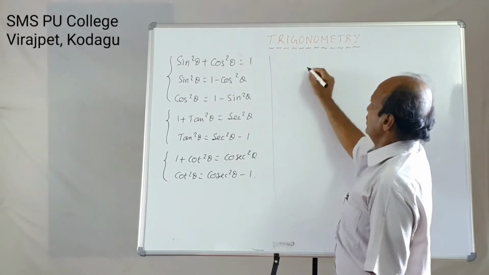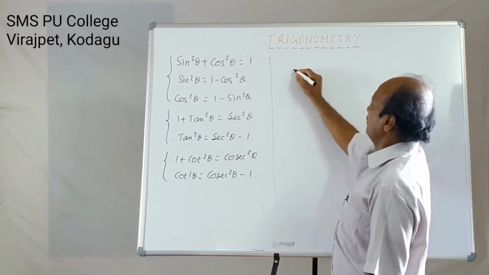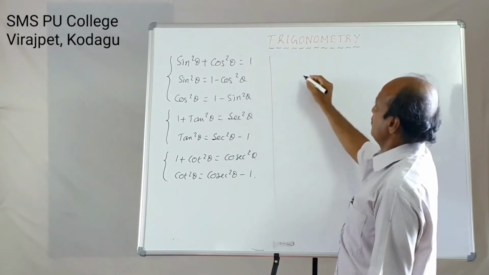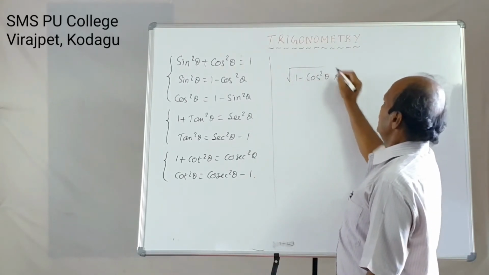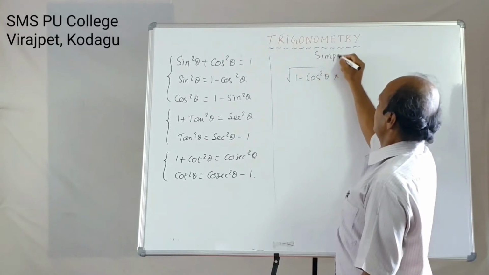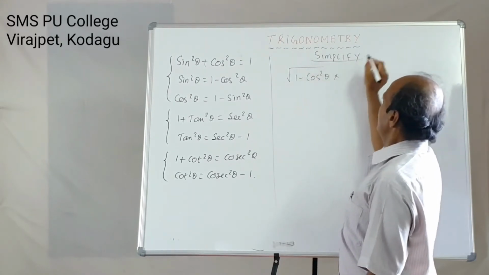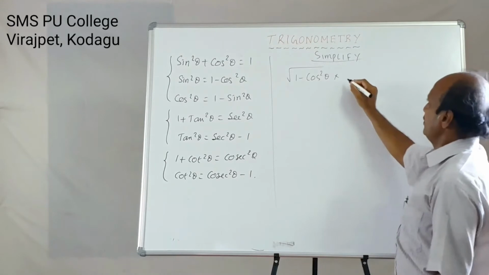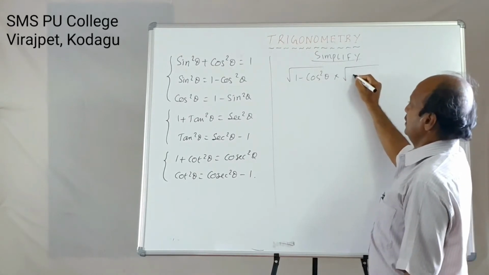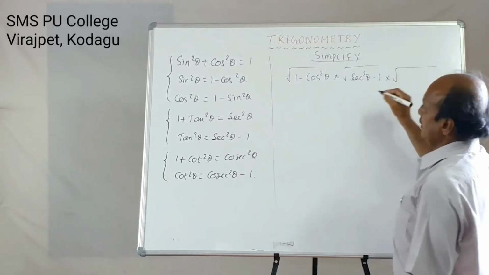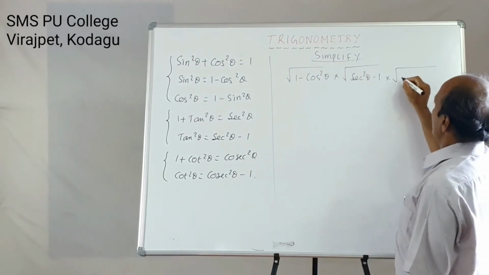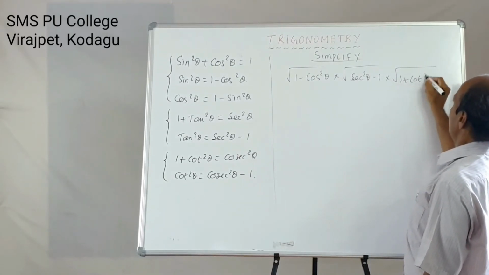Right, let us take the first question. Let me go for a simple one. Simplify: square root of 1 minus cos square theta, into square root of secant square theta minus 1, into square root of maybe 1 plus cot square theta.